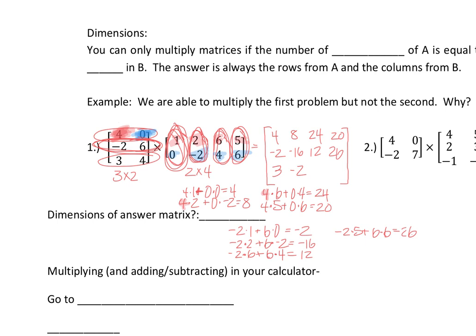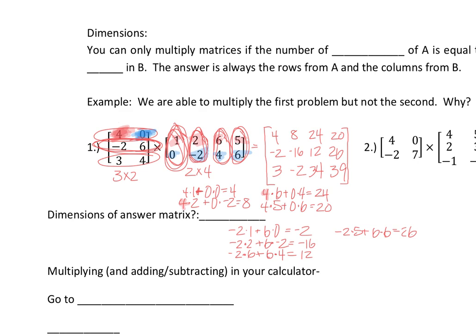And 18 and 16 should make 34. So 34 right there. And then 3 times 5 is 15. And 4 times 6 is 24. And 15 and 24 should make 39. All right, but there we go. Pretty cool.